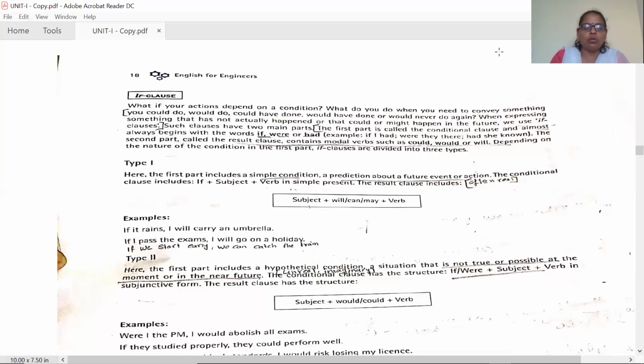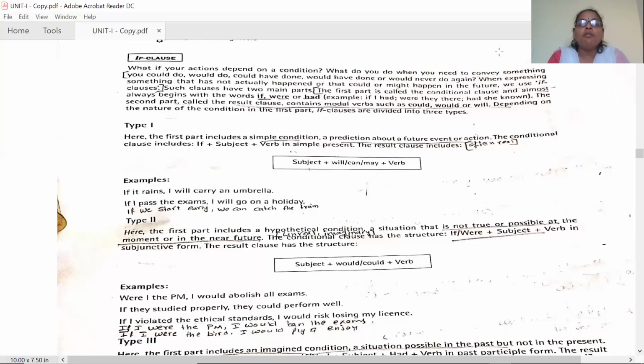The result clause has this. No, don't get confused with all those things. When do you talk about type 2 conditional clauses? When you are talking about a hypothetical condition. What is a hypothetical condition? Which is unreal, which may not be true or possible in the very near future. Then the sentence structure should be: Were I the PM, I would abolish all exams. So is this possible in the near future? Maybe after 20-25 years you may be, but immediately now, you can't be the PM. Were I the PM, I would abolish all the exams. So second type is hypothetical condition.